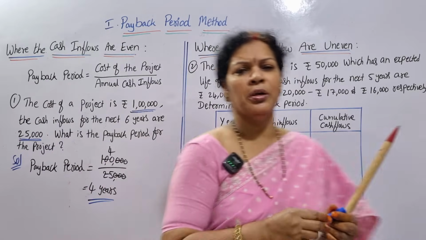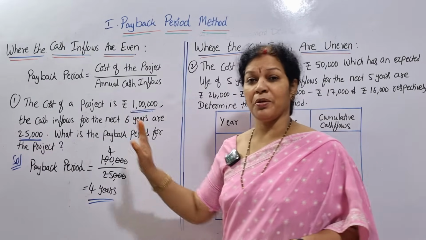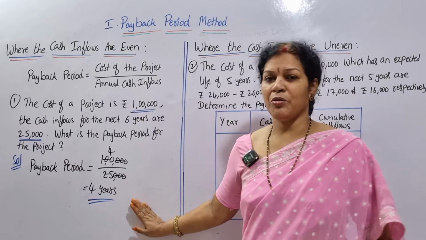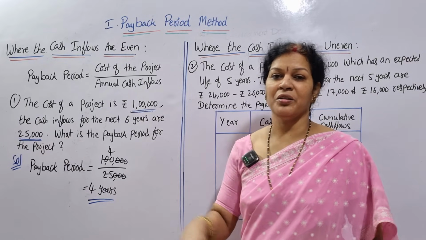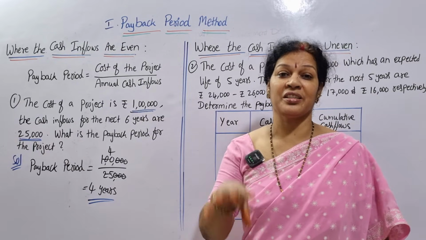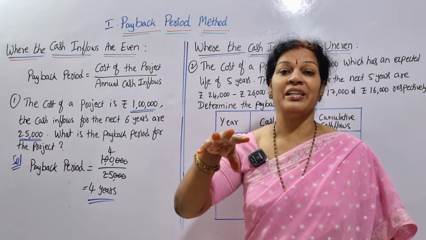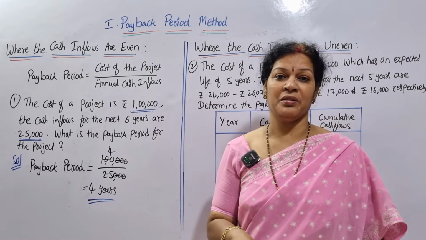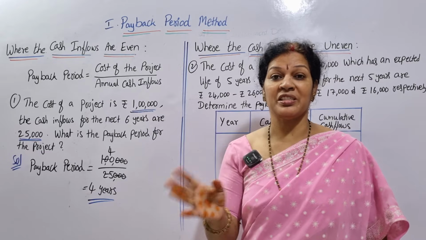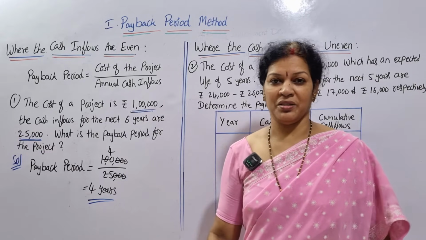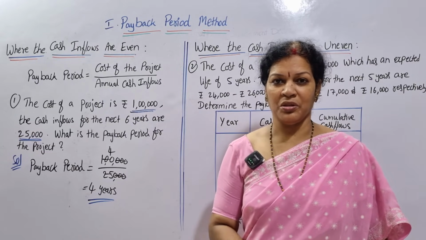Sometimes they may give you project B also. This is project A, and project B is given. That also you have to calculate like this. Then according to that, which project is giving less years by the payback period method? Which project has the smaller payback period, that you are going to recommend, as I have shown you in the previous problem.